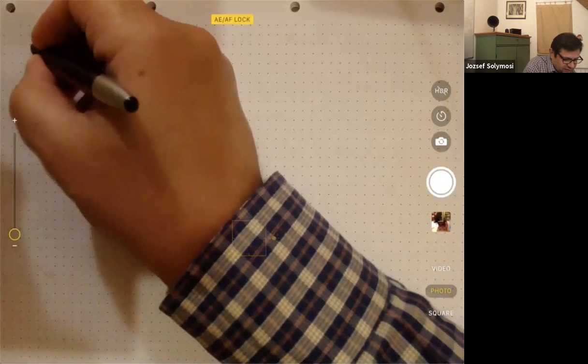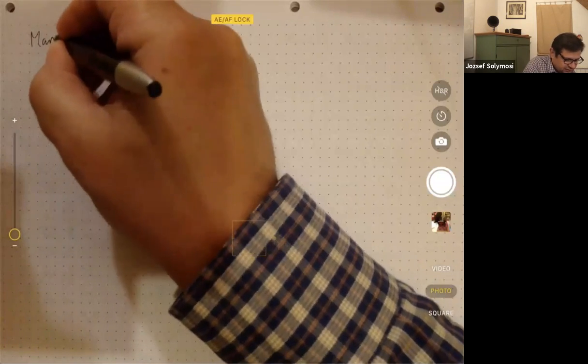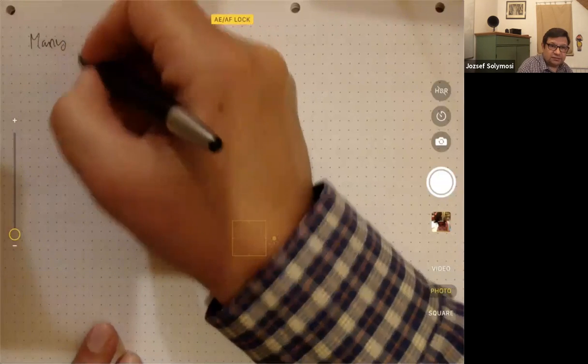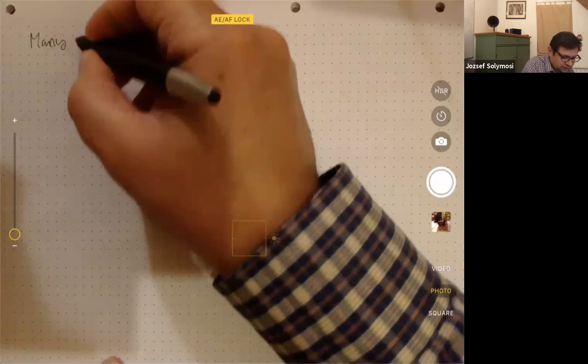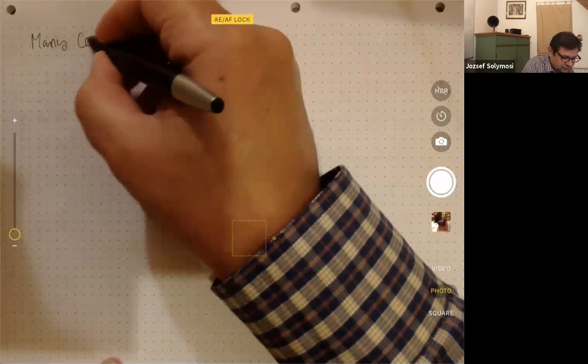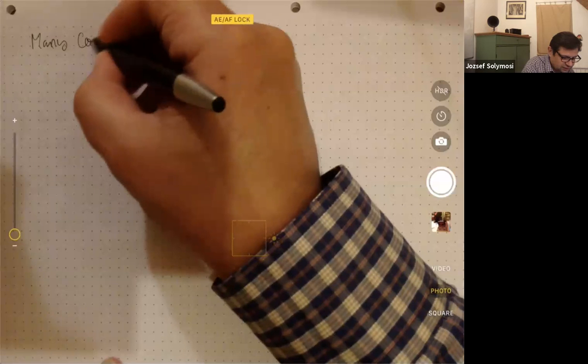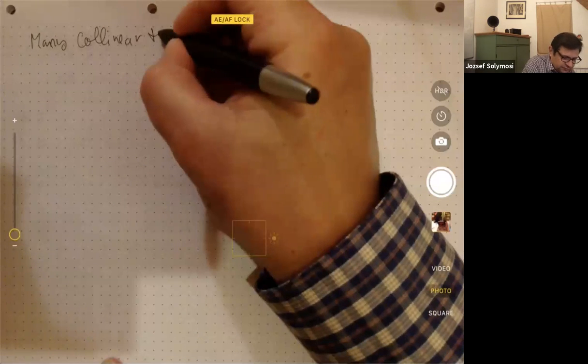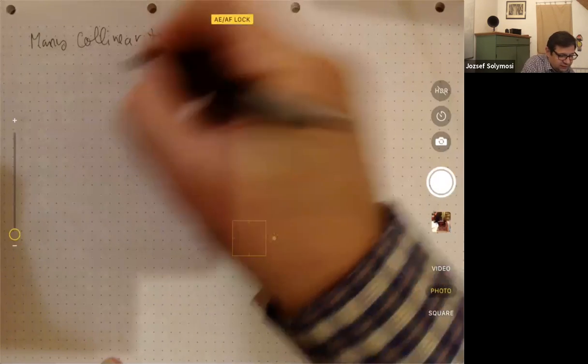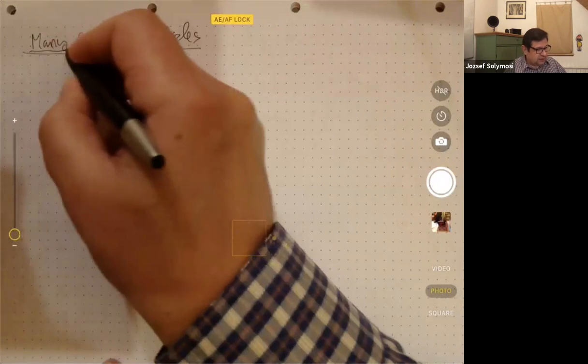So we have many collinear triples. That's the situation on the plane usually, and usually that's just the real plane. So many collinear triples. What is many? Well, it depends, we will see.